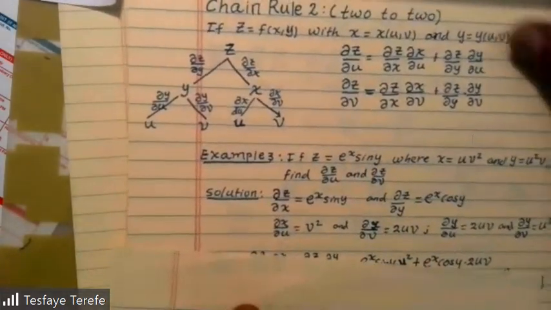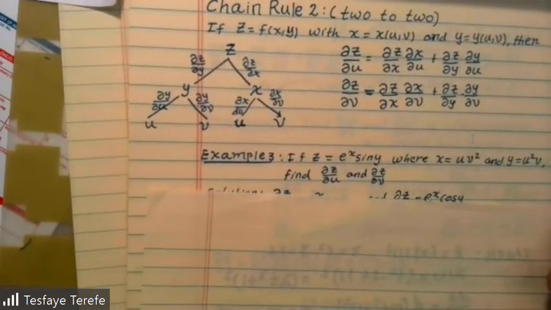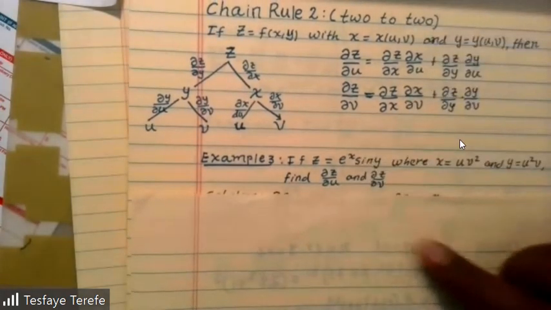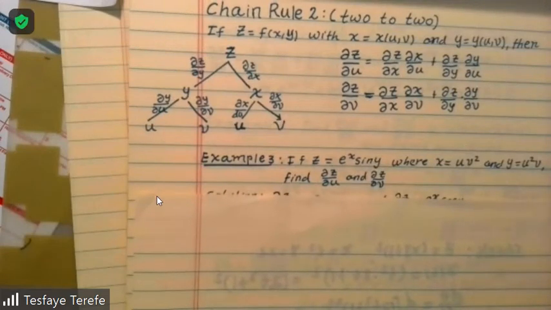Okay, we have this. I want to really do the following. If z is equal to e raised to x sine of y, where x equals u times v squared and y equals u squared v, find delta z delta u and delta z delta v. Please do that. By the way, is it readable, guys? Okay, go ahead.